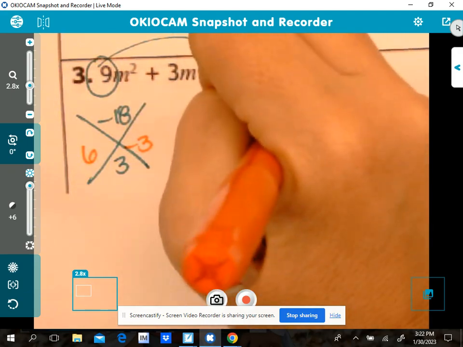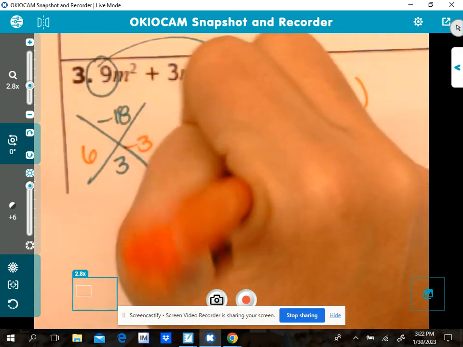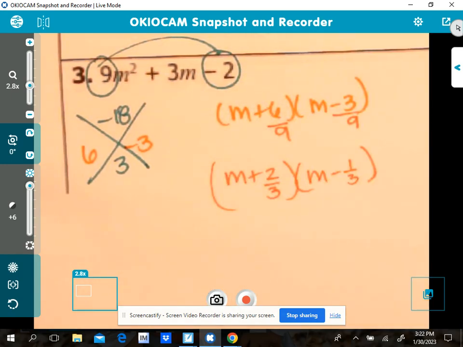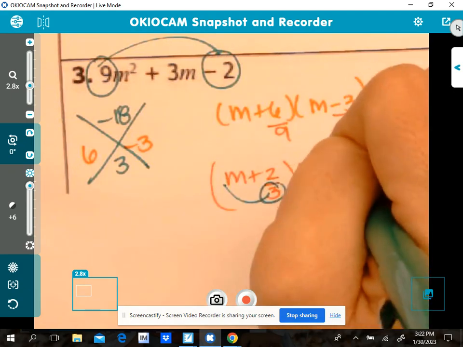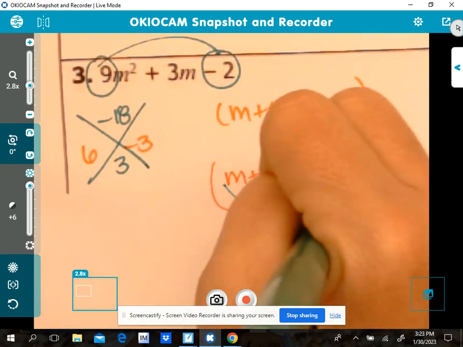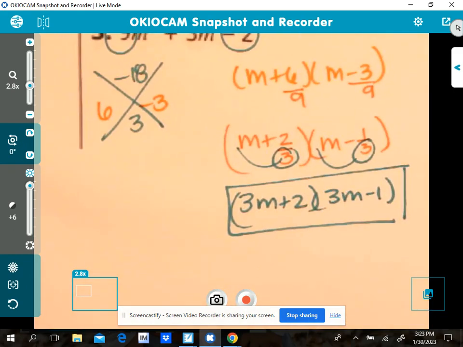And we're going to divide those by 9. Reduce. And bottoms up.